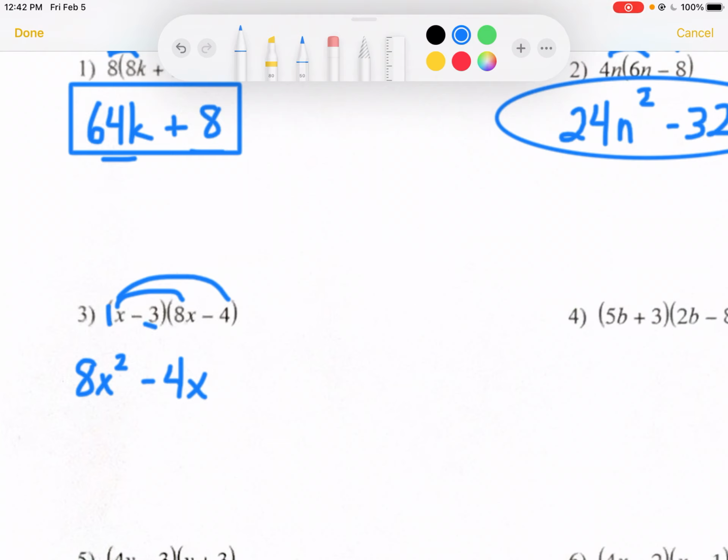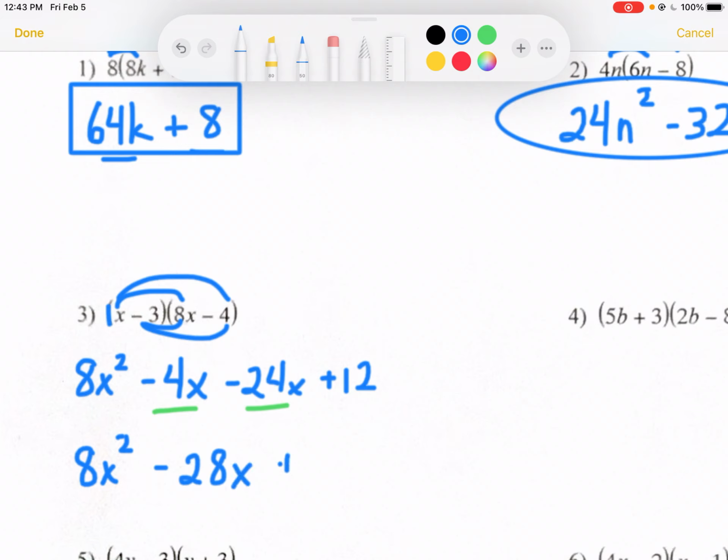Now I'm going to take negative 3 times everything in the second parentheses. Negative 3 times 8x is minus 24x. And negative 3 times negative 4 is plus 12. The last thing we need to do here is we need to see that these two terms are similar. They're like terms because they both have an x to the first, so I can combine them. So I will have 8x squared still. But then when I do minus 4x minus 24x, those would combine to get even more negative, negative 28x. And then the plus 12 comes down, and we're done.